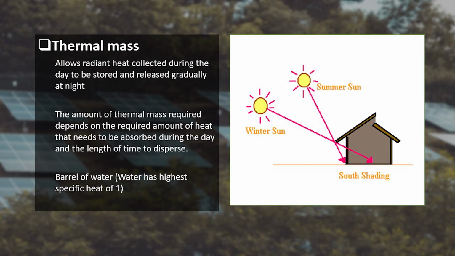Thermal mass allows radiant heat collected during the day to be stored and released gradually at night. The amount of thermal mass required depends on the amount of heat that needs to be absorbed during the day and the length of time to disperse it. And the last one, barrels of water can be used as thermal mass, because water has the highest specific heat of 1. Then heat distribution, which is also required.